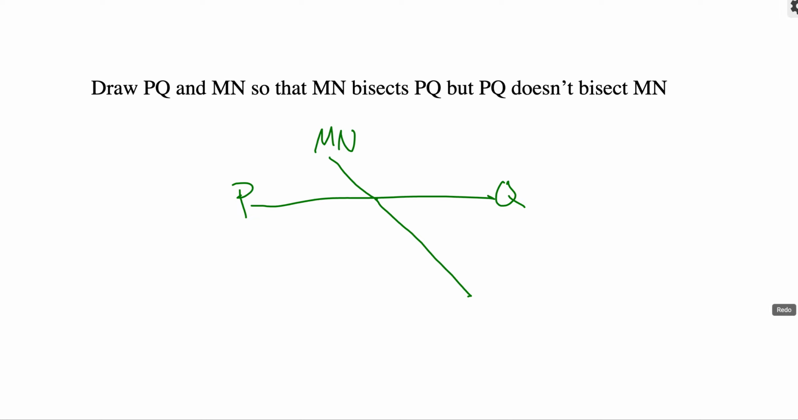Oops, didn't mean to put the MNN there. I have MN that is bisecting PQ. These two segments are congruent. I could put a mark in there to show that it's congruent. Right? If I already used one mark on one part of my diagram, I might put 2 marks on both segments to indicate that they're congruent. But PQ is bisected, MN is not. So this would be a good picture.